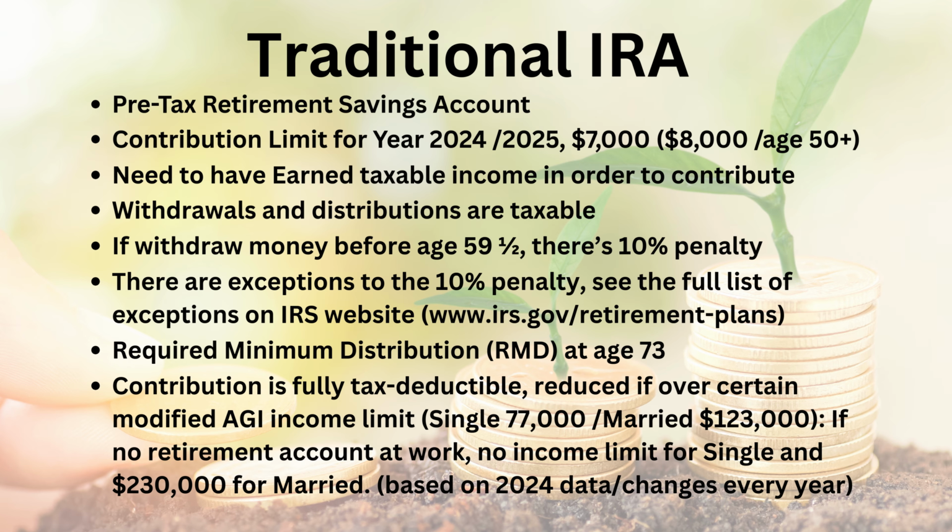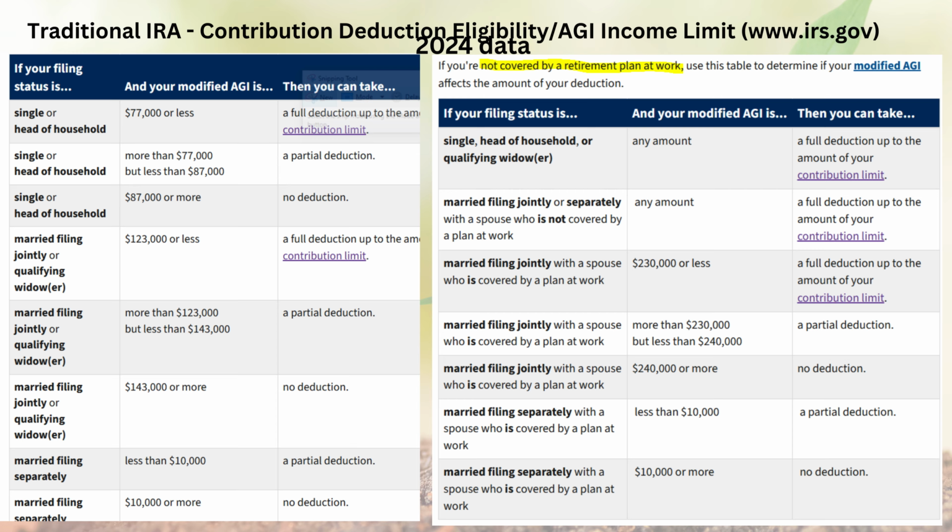Depending on your modified AGI income, your contribution is fully deductible or partially deductible. The deductibility of your contribution also depends on whether you have a retirement account at work or not. Here are two tables from the IRS website showing the modified AGI income limit for the deductibility of the contributions. Look at the table on the left if you have retirement accounts at work. The table on the right is if you don't have retirement accounts at work. I encourage you to check the IRS website for more details.